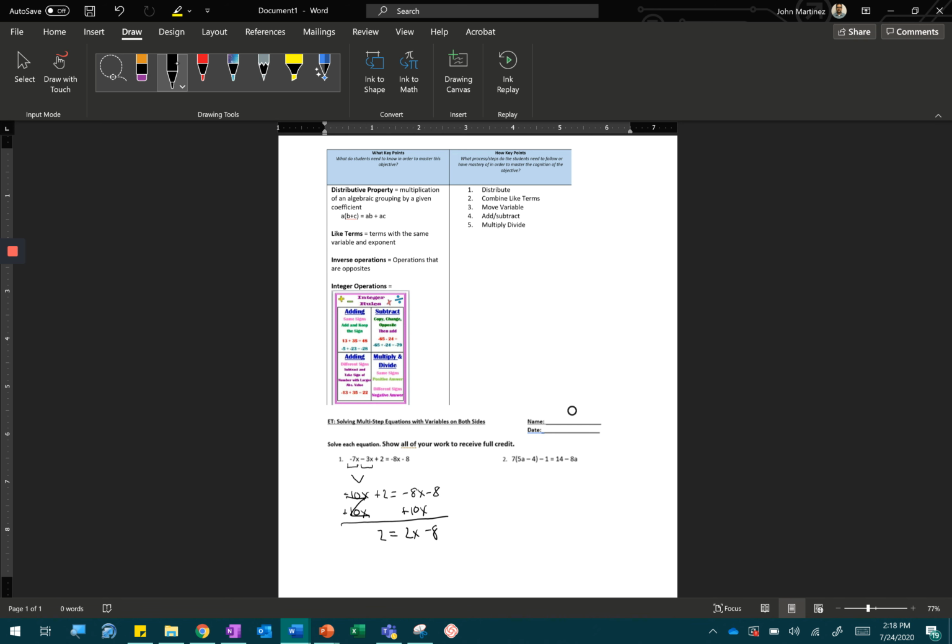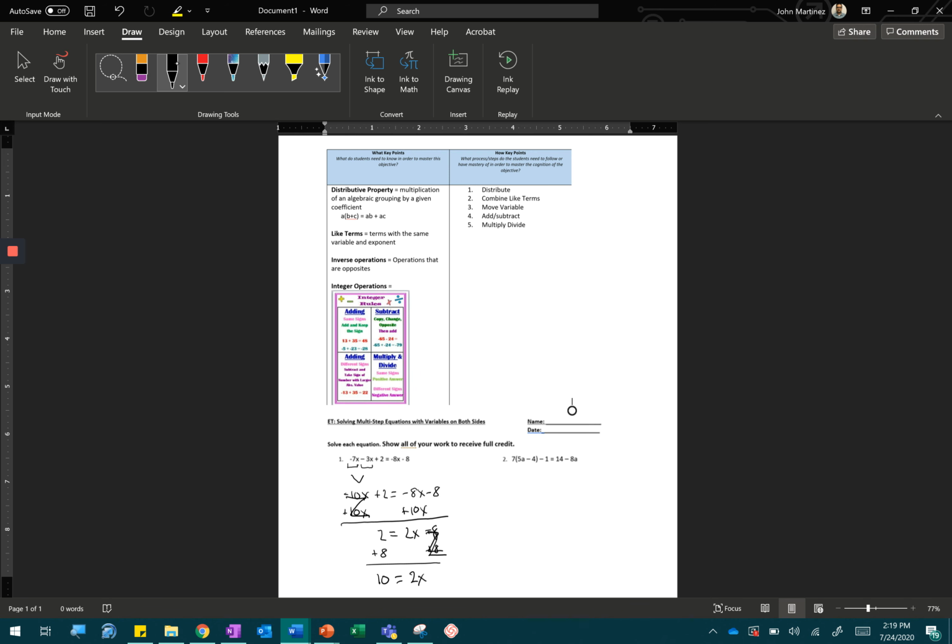Now I'm going to either add or subtract. I see here that I have a minus sign, so I have to do the opposite, which is adding 8. So now I know that negative 8 and positive 8 is a 0, and then 8 and 2 is a 10, and that's equal to 2x.